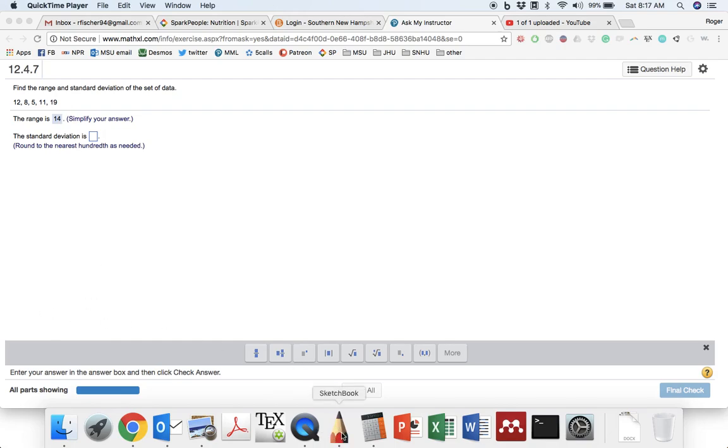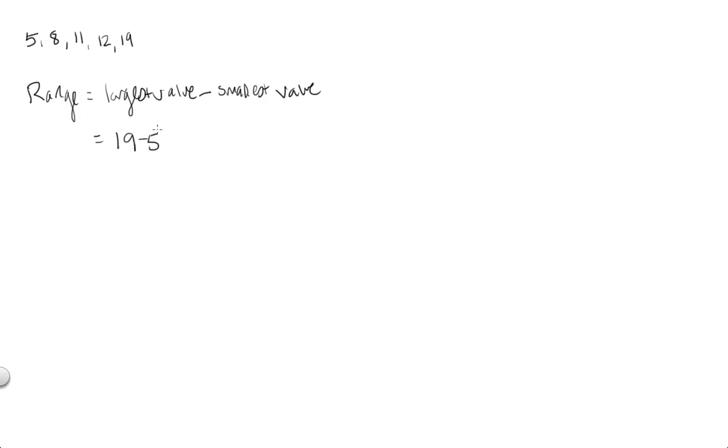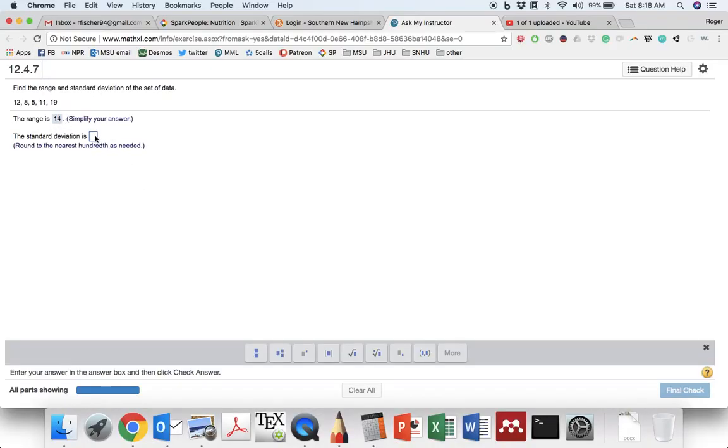So the person who asked this question figured out how to get the range. I will show you anyways. We begin by looking at the data set and writing the observations from least to greatest. Did I get that right? 5, 8, 11, 12, 19. Okay. The range is the largest value minus the smallest value. So 19 minus 5, which is 14. And as you can see, that is the correct answer.